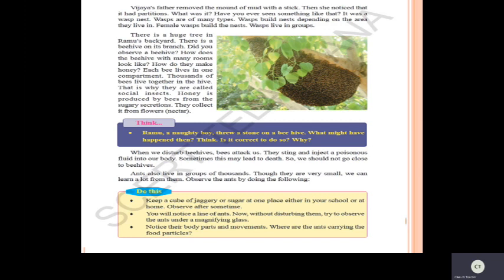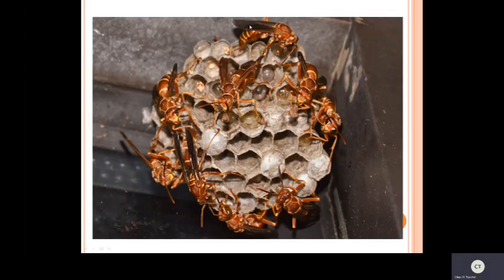Wasps are of many types. Wasps build nests depending on the area they live in. The female wasp builds the nest. Who will build the nest? The female wasp. Wasps live in groups. How do they live, children? See this picture. They are living in groups.